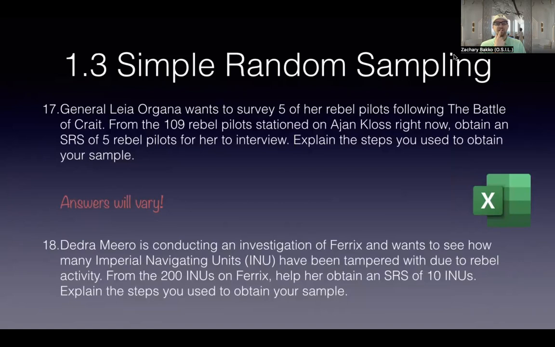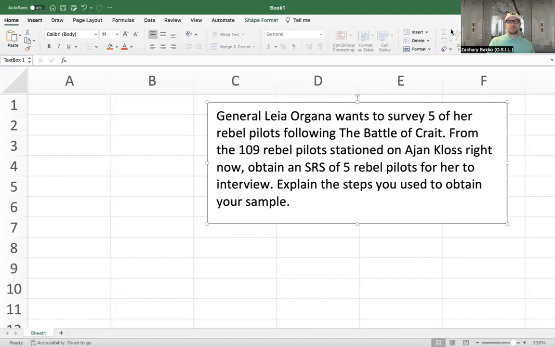So number 17 says General Leia Organa wants to survey 5 of her rebel pilots following the Battle of Crete. From the 109 rebel pilots stationed on Agent Class right now, obtain an SRS of 5 rebel pilots for her to interview. Explain the steps you use to obtain your sample, or you can just show what you did on Excel. So I'm going to go ahead and flip over to Excel and show you how to do this.